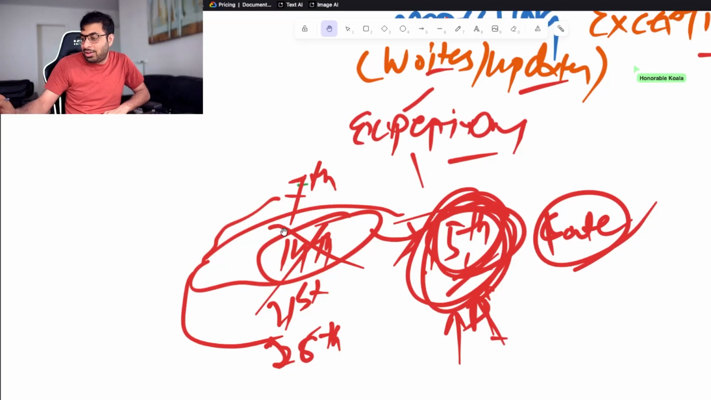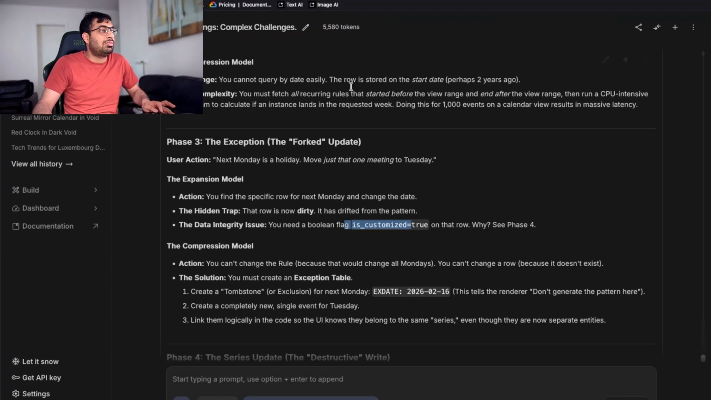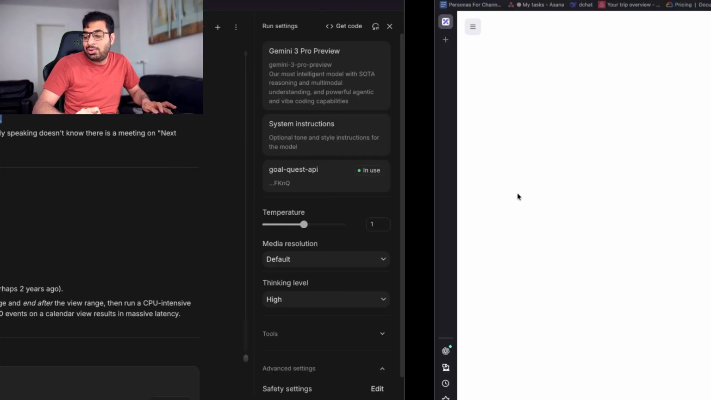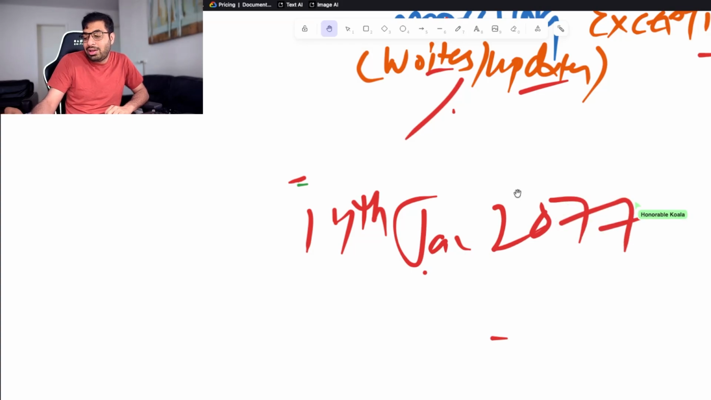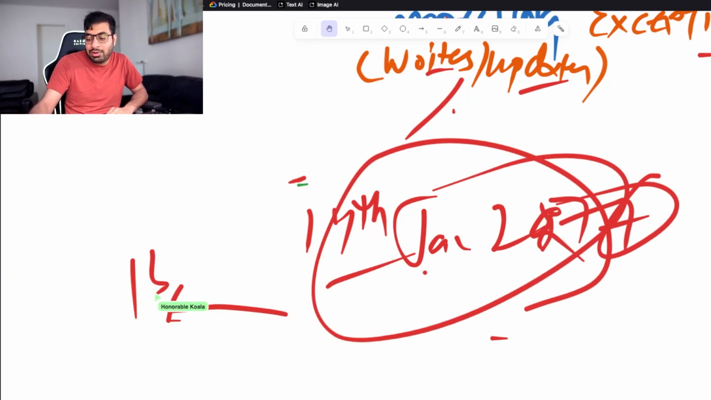And this was for the expansion based approach, right? In the compression based approach, it's even more difficult, because how do you even keep track of this? The rule we saw was this kind of rule over here. Now in this rule, how do you even say that on the 14th of January of 2027, I don't want to keep this meeting on the 14th, but rather keep it on the 15th?